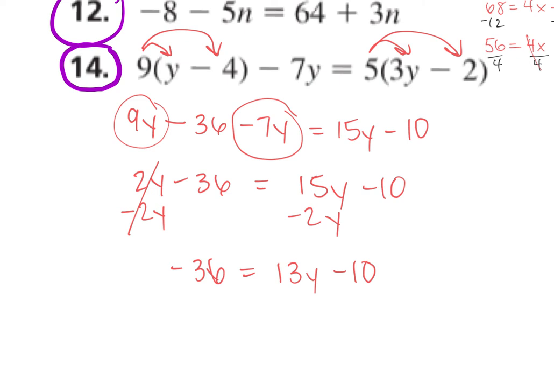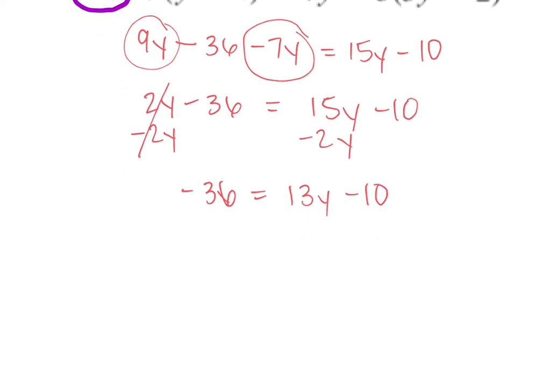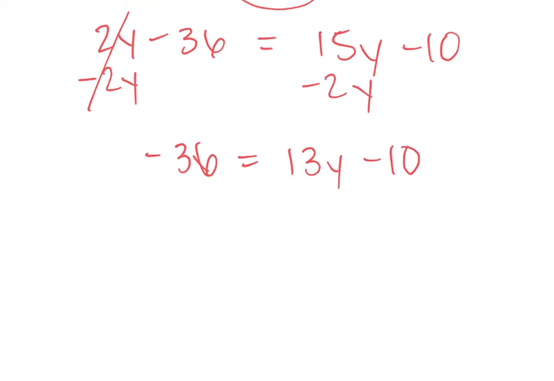Okay. If I told you that adding 36 would give me a 0 on the left, if I asked you to add something else, what would you add? Yep, perfect. So let's add 10 instead. That way we keep our equation balanced, okay? We don't have 0 on one side. So we've got negative 36 plus 10, and we get negative 46 equals 13y.